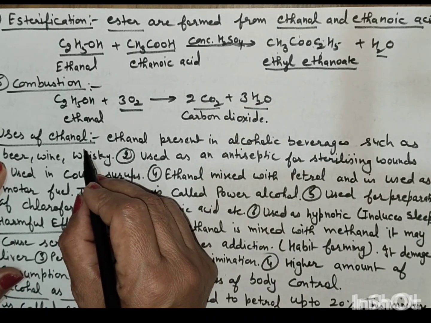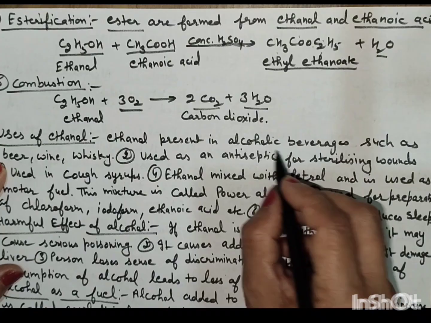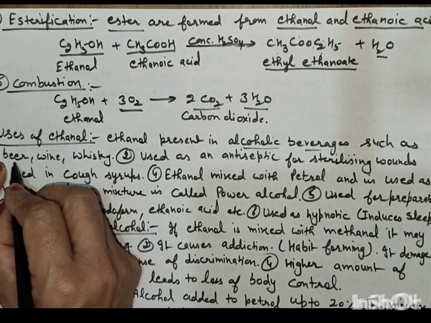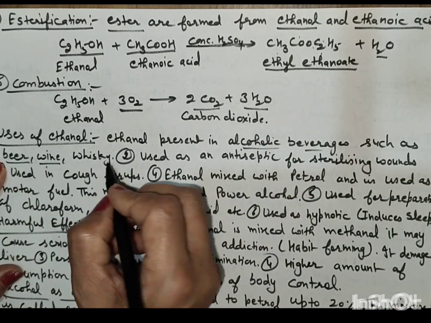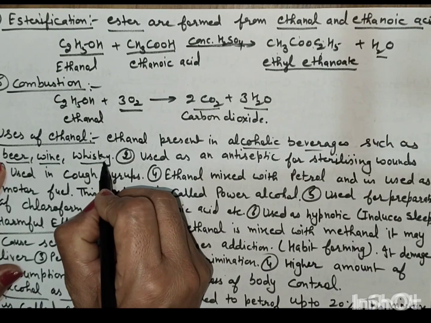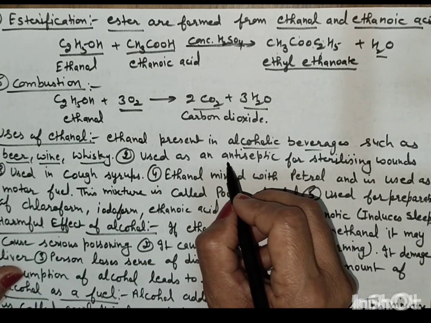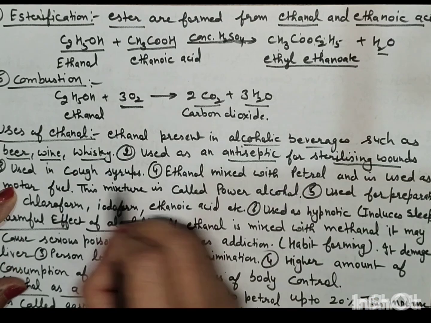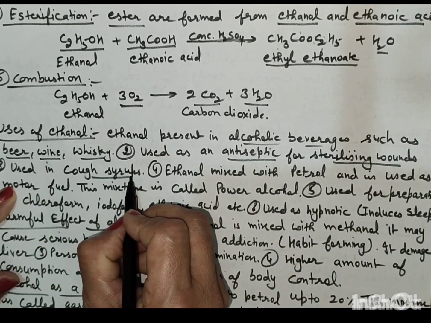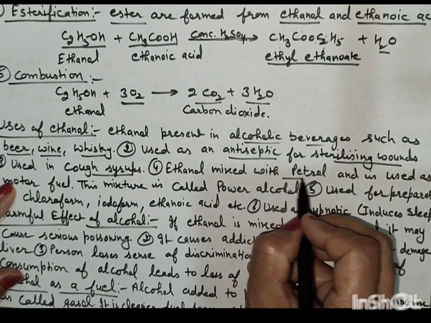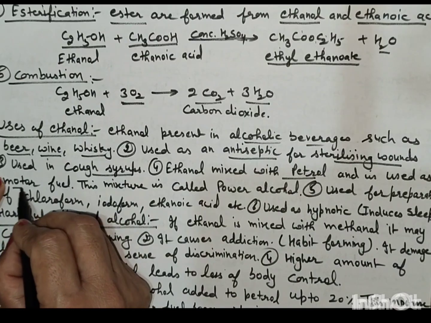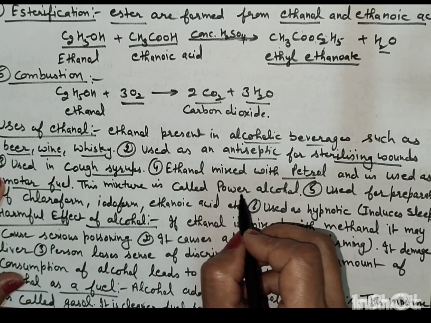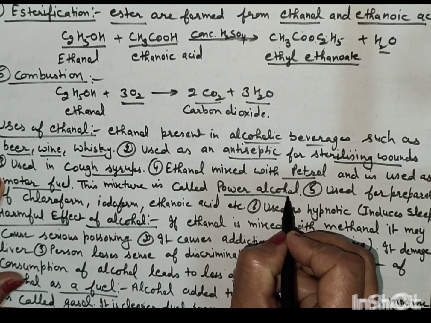Now uses of ethanol. Ethanol is present in alcoholic beverages such as beer, wine and whiskey, and it is used as an antiseptic for sterilizing wounds and in cough syrup. Ethanol mixed with petrol is used as a motor fuel. This mixture is called power alcohol.